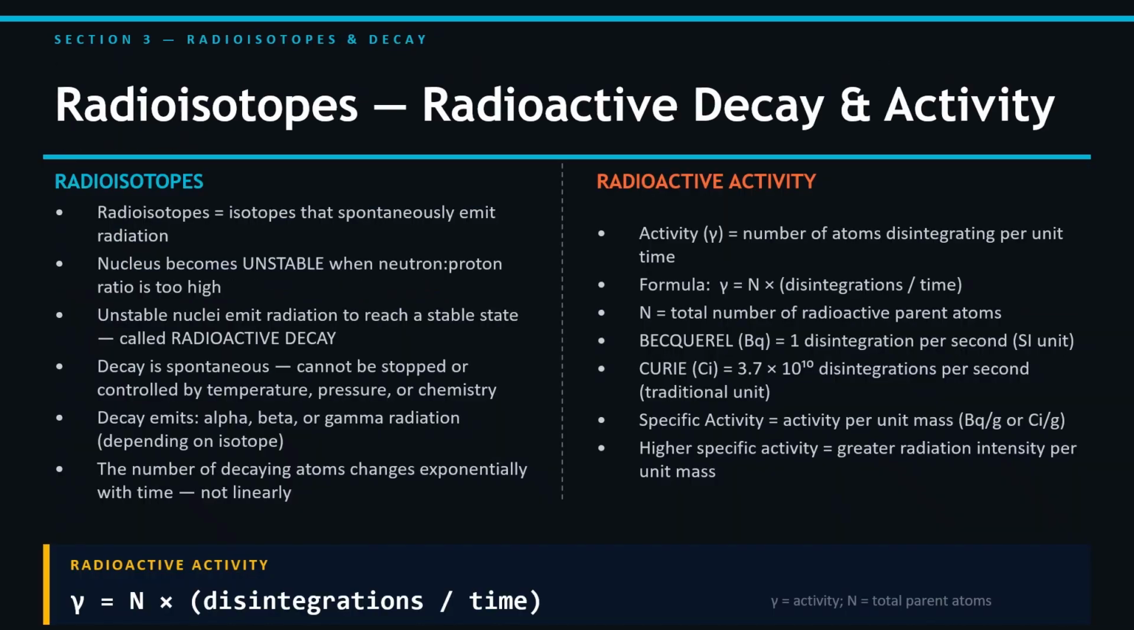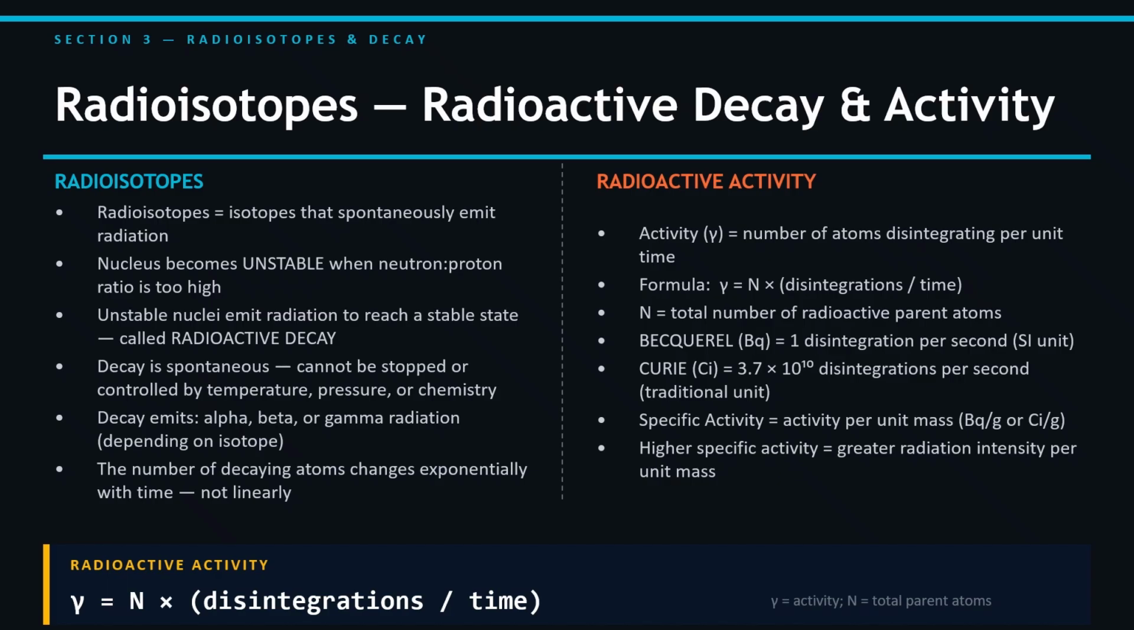A radioisotope is an isotope with an unstable nucleus that undergoes spontaneous radioactive decay. The important word here is spontaneous. Radioactive decay is not something we normally start and stop by changing temperature, pressure, or chemical conditions. The nucleus follows its own probability-based decay process. As unstable nuclei decay, radiation may be emitted in the form of alpha particles, beta particles, or gamma radiation, depending on the particular decay process.